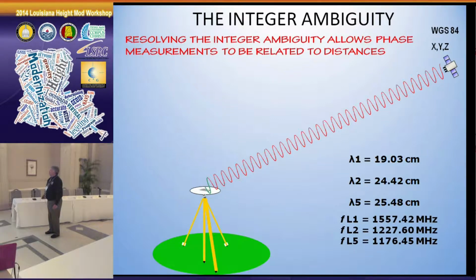This is the situation. You know this. I'm sorry, using the wrong pointer again. You know this partial cycle when it locks on. You don't know this. So we have to decide that. We have to get our errors down so that we can resolve this to 19 centimeters. So we can figure out how many cycles that is on L1.